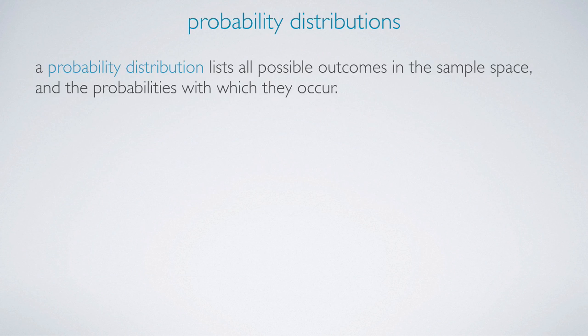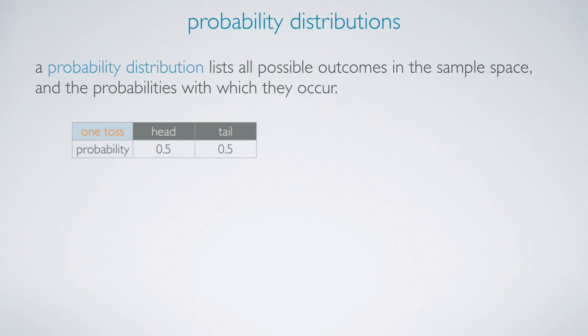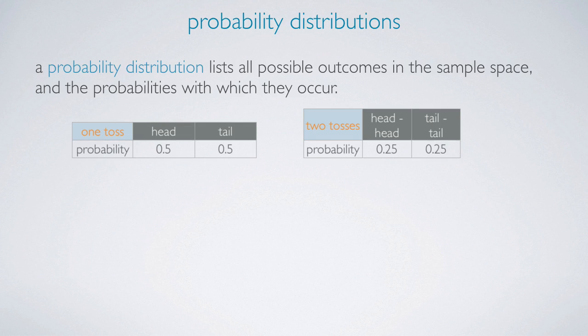Building off of what we learned about sample spaces, a probability distribution lists all possible outcomes and the probabilities with which they occur. Let's say you toss a fair coin once. The possible outcomes are a head or a tail, each of which has a 50% chance of happening. Alternatively, let's say you toss the coin twice. The possible outcomes are both heads, both tails, the first toss is a head and the second toss is a tail, or the first toss is a tail and the second toss is a head. Since each outcome is equally likely, we have about a 25% chance of each one of them happening. These tables are the probability distributions for the events of interest, 1 or 2 coin tosses.